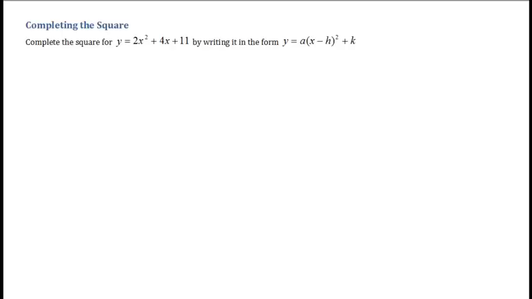In this example, we're asked to complete the square for y equals 2x squared plus 4x plus 11 by writing it in the form y equals a times x minus h squared plus k.